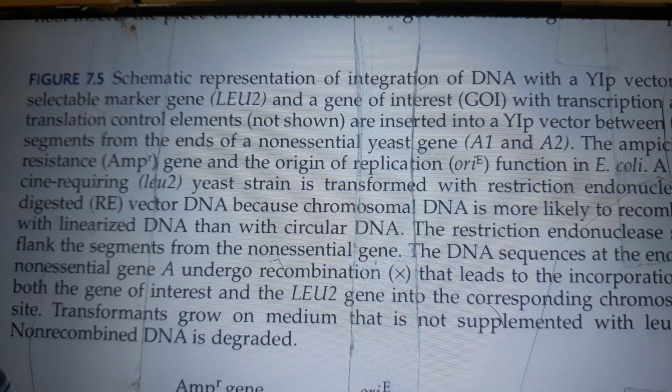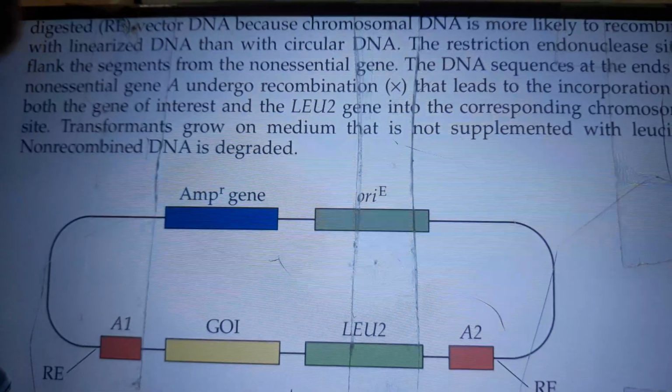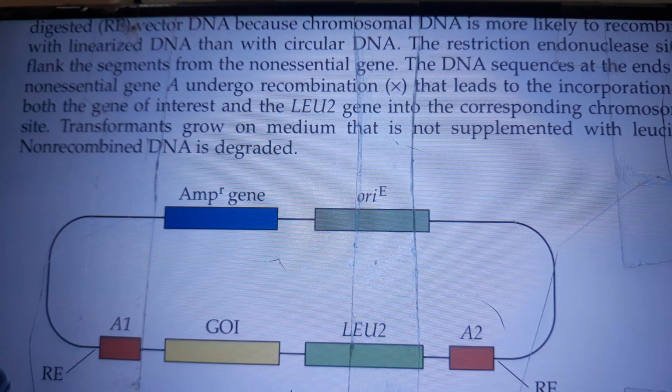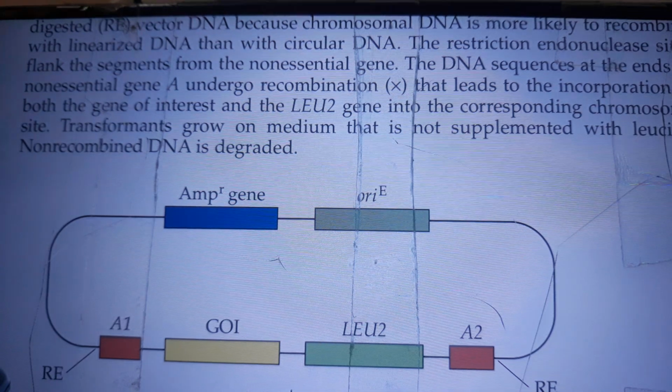The ampicillin resistance AMP gene and the origin of replication ORI function in E. coli. A leucine-requiring leu2 yeast strain is transformed with restriction endonuclease-digested vector DNA, because chromosomal DNA is more likely to recombine with linearized DNA than with circular DNA. Restriction endonuclease sites flank the segments of the non-essential gene. The DNA sequences at the ends of non-essential gene A undergo recombination that leads to the incorporation of both the gene of interest and the LEU2 gene into the corresponding chromosome site. Transformants grow on medium that is not supplemented with leucine. Non-recombined DNA is degraded.